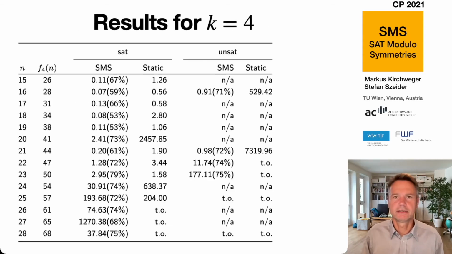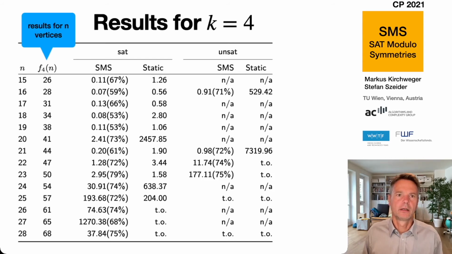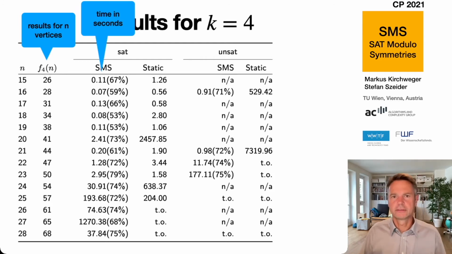Here are some results for k equals 4. So we see results for the satisfiable case and the unsatisfiable case to the right. And we have one column for the SMS approach and one column for the static approach. Here we see the results for n. All these running times are in seconds.